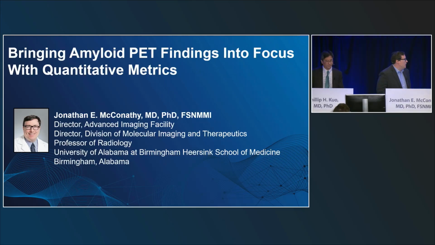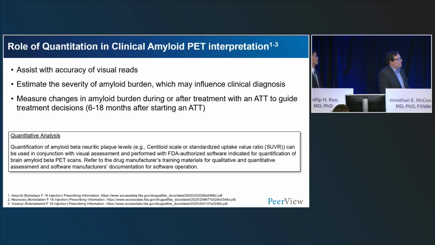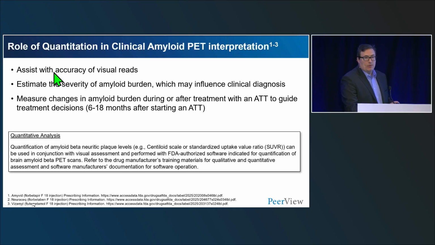Great. Thanks, Phil. So we're going to shift over and talk more about quantitation in this part of the talk. One aspect of this is assessing the accuracy of visual reads. And I do think there's a role, but I would say in our practice, and I think the evidence suggests, that estimating the severity of amyloid burden, which can influence the diagnosis and treatment decisions, as well as measuring changes in the amyloid burden during or after treatment with amyloid-targeted therapies, guiding treatment decisions, for example, whether to continue or discontinue treatment, are probably the biggest areas where we find quantitation helpful.